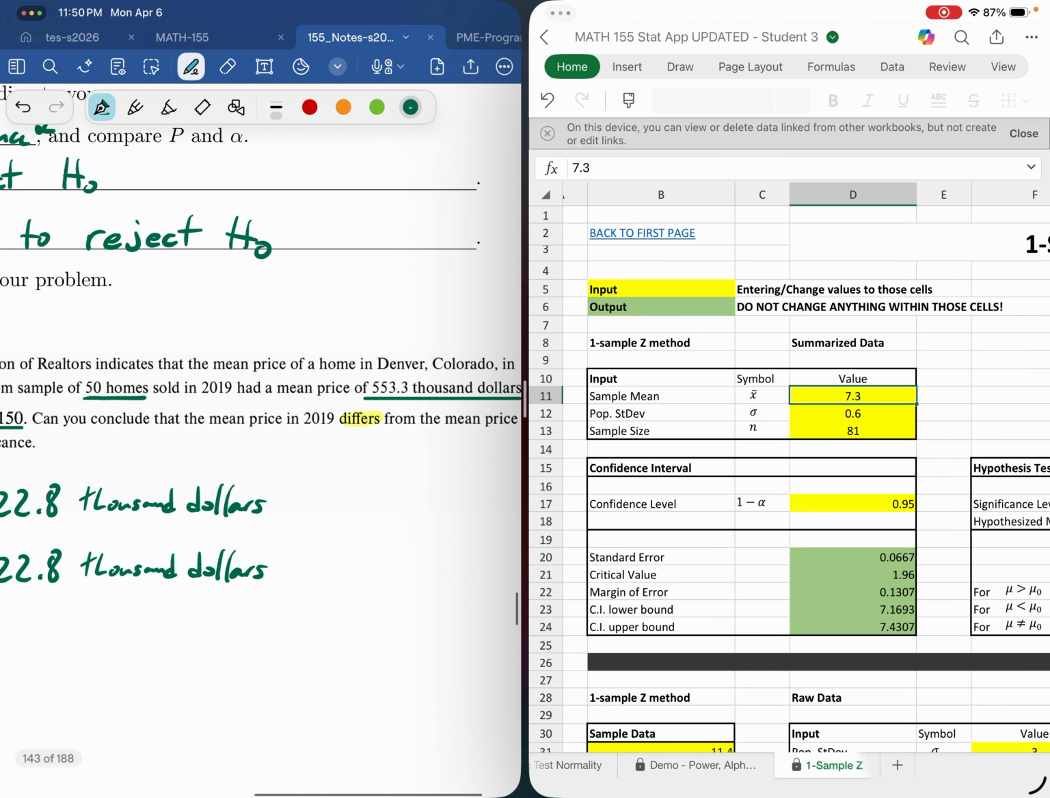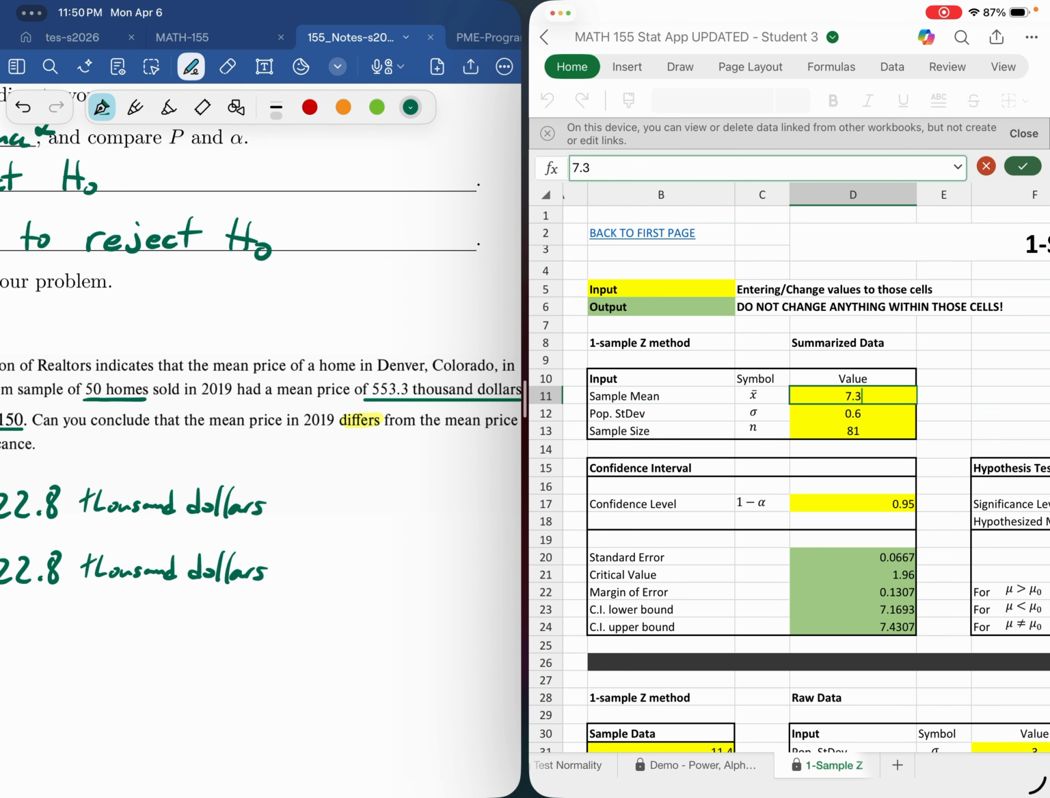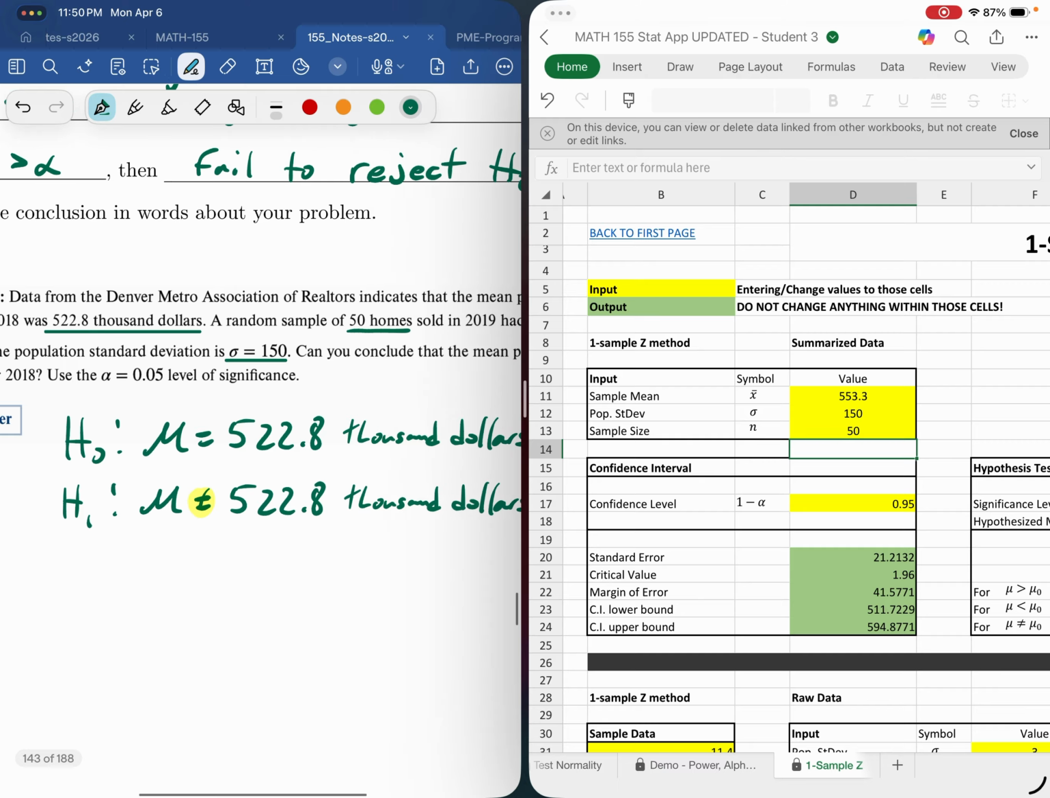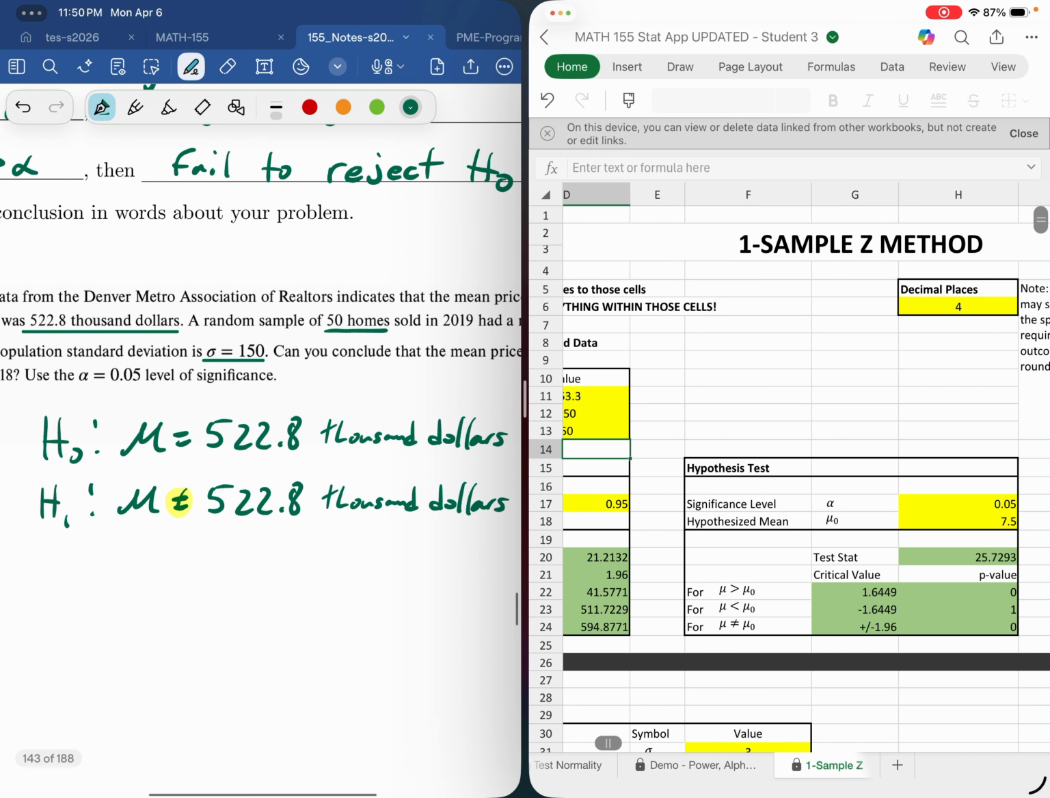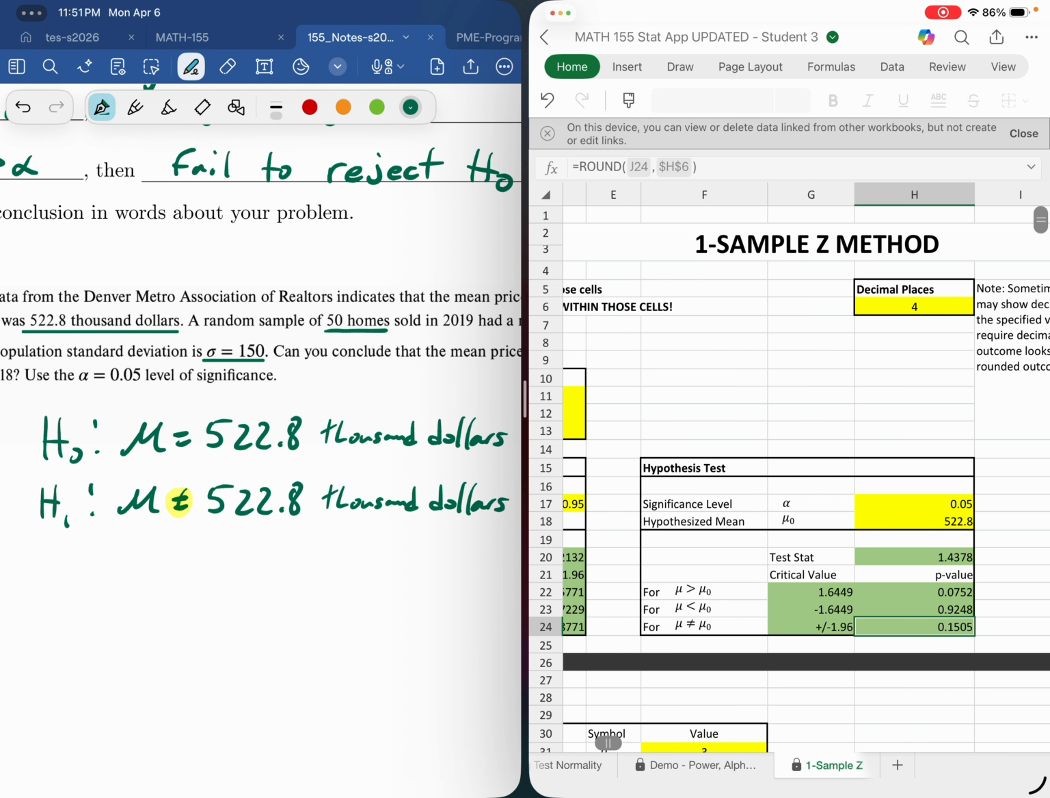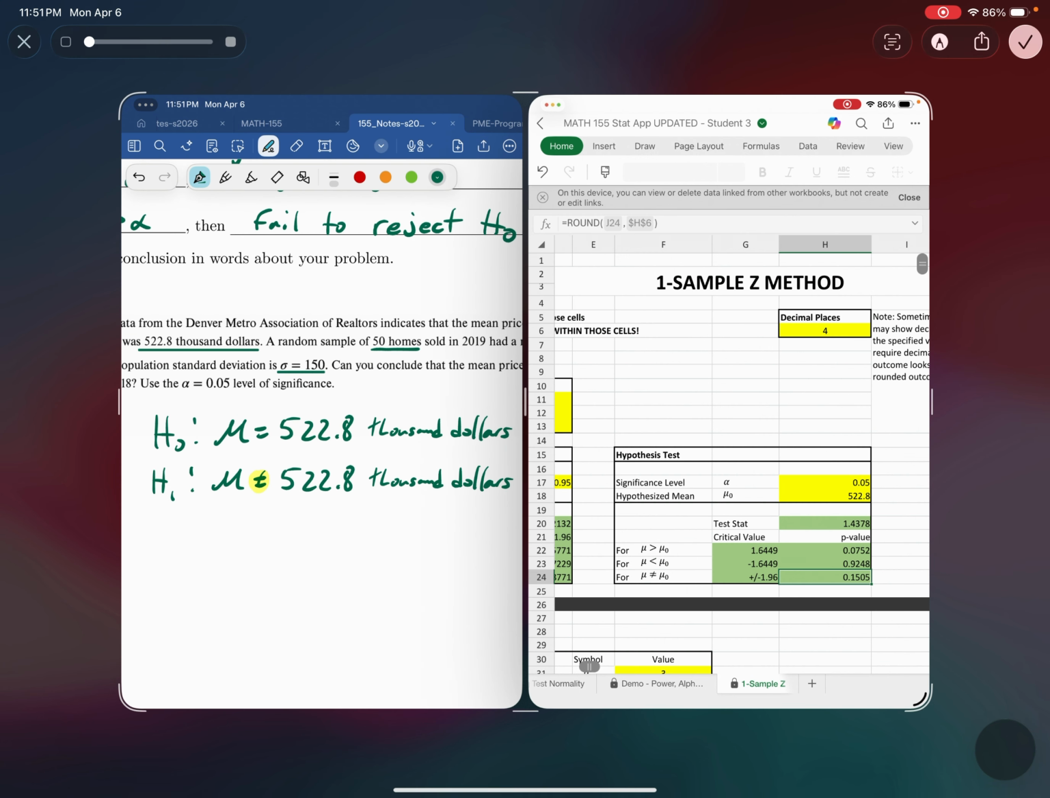Really, in our case, we just kind of enter this stuff into Excel. Here, our sample mean was 553.3. We're assuming the population standard deviation was 150, and we randomly sampled 50 houses. Note that it says use an alpha equals 0.005 significance level, and that's what we did right there. And we are hypothesizing that the mean is 522.8. So for not equals, you see how we get that as our answer? Maybe I'll just screenshot that little part right there.